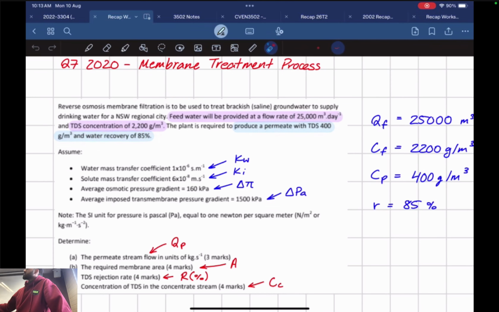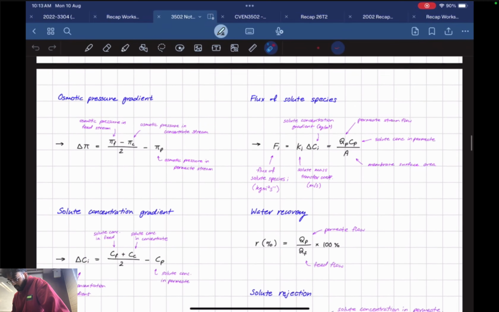So I've highlighted the key information that you guys are going to need. Obviously the first sentence is complete rubbish, you don't really need it at all. They've also given us some assumptions to do with our water mass transfer, it's just a bunch of coefficients that we need. So I'm going to flip back into my notes really quick.